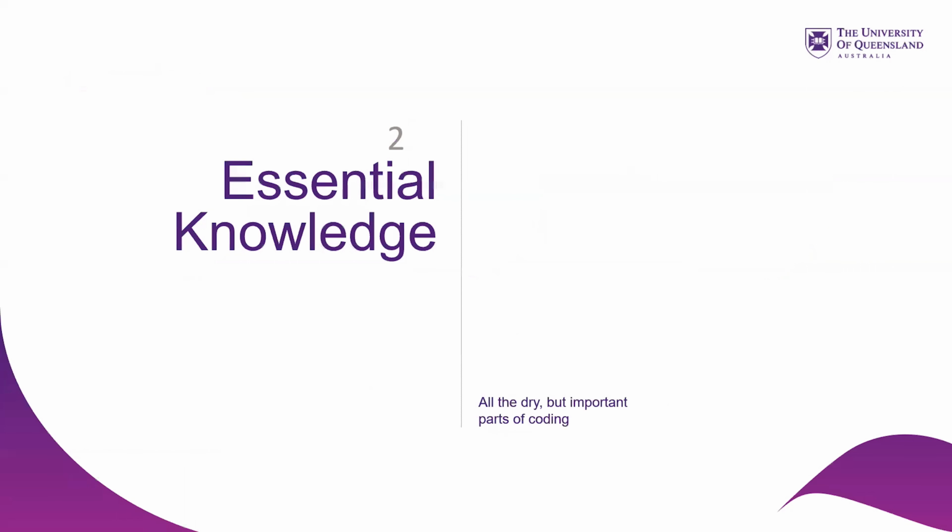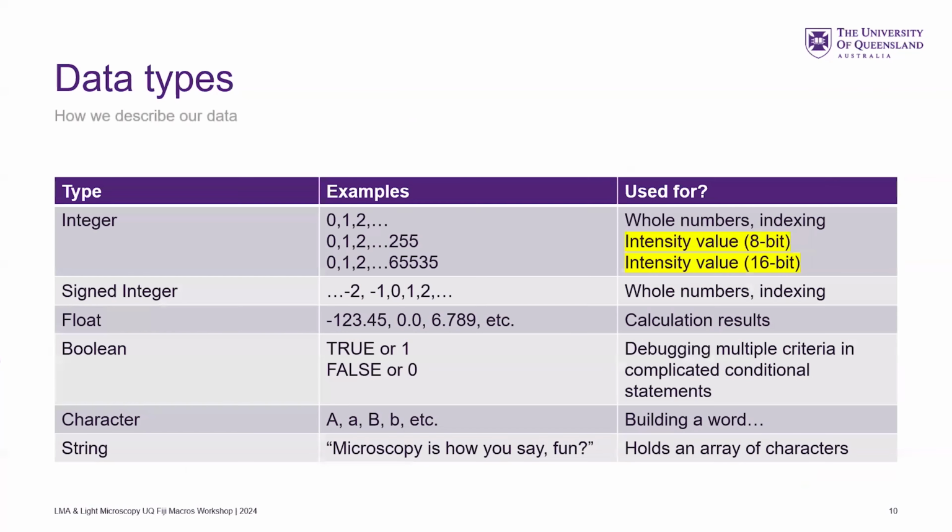So to cover the essential things, as I captioned here, the dry but important parts that we have to know. When we talk about coding, we have to describe the data. And the data and things the code is interpreting might have different forms. So we talk about these in types.